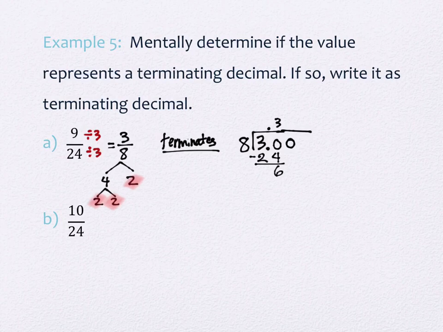Because it terminates. I already found that out by the information on the previous slide. 2's are the only thing in the denominator. It has to terminate eventually, so I'm just going to keep going until it does. All right, so I'm going to put the 0 there. I'm going to bring my 0 down.